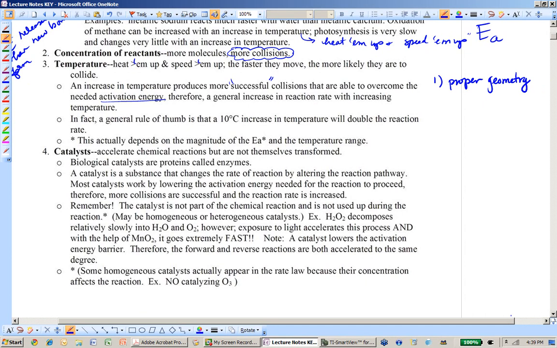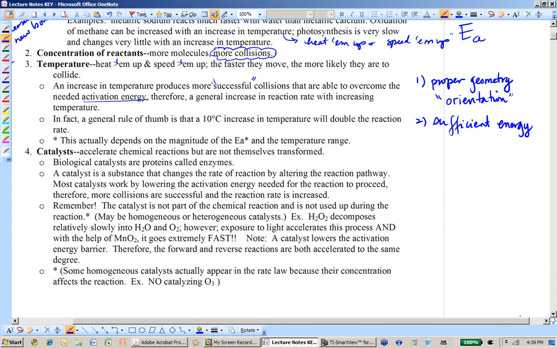So it must have a proper geometry, which we often in textbooks talk about as orientation. The orientation those objects have in space. And then secondly, it must have sufficient energy. The collision has to be violent enough to transfer enough energy into that bond between two atoms to break it. And so you might think of this as the oomph.